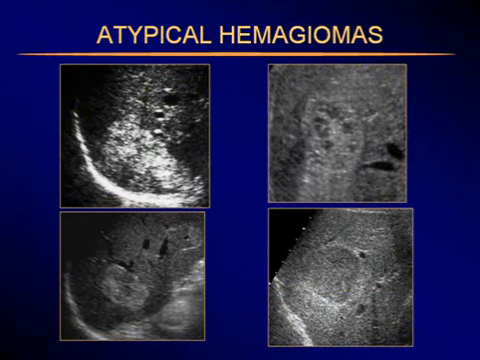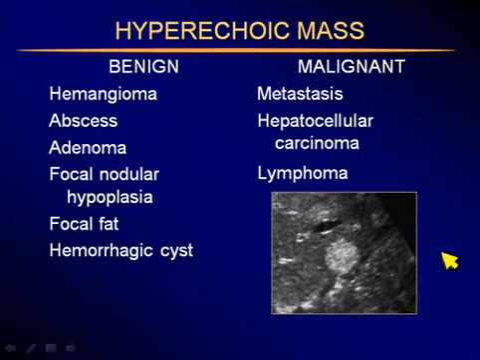Let me show you some atypical hemangiomas. This is an atypical, heterogeneous hemangioma. This one has some cystic spaces. This one is not totally hyperechoic. This one is hypoechoic and has some sound transmission. All of these are hemangiomas, but they're not typical.